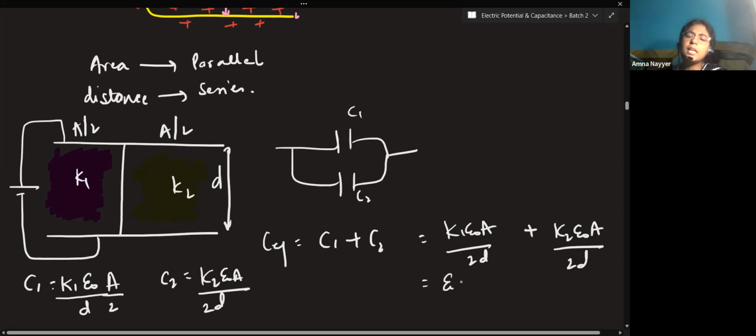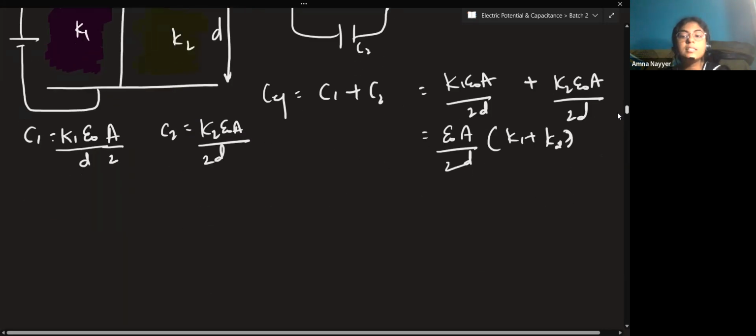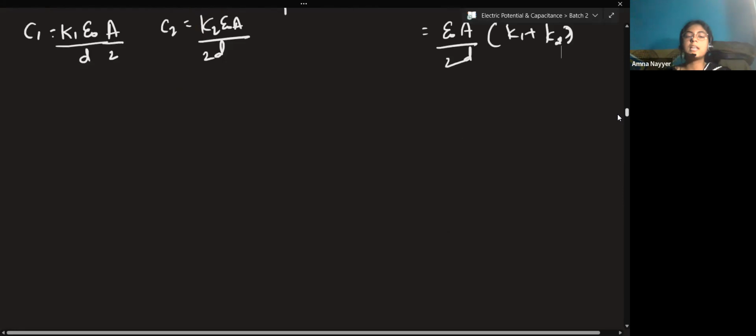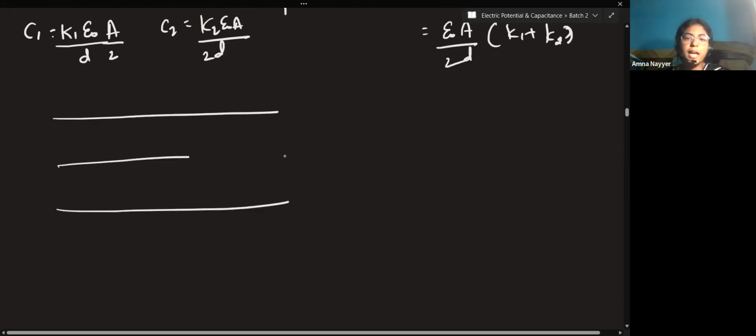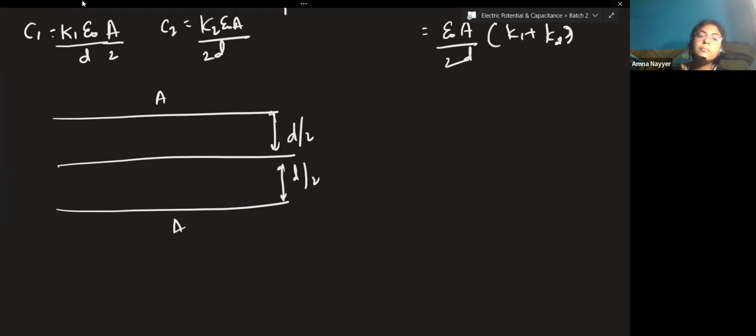You can take epsilon naught A by 2D as common, and here K1 plus K2 will be there. This is one method. Now see, how do you identify if the distances are getting divided? If this is my capacitor and somehow two dielectrics have been added in this manner, distances are getting divided, but the whole area of the plate remains A still.